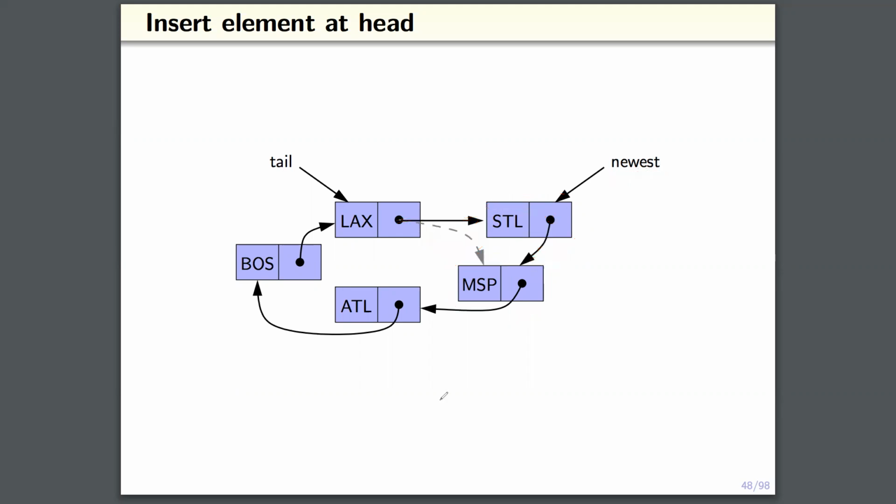Yeah, so just so I'm clear, the first thing you do is set newest.next equal to tail.next, and then set tail.next equal to newest. Right, that's it. So create the node newest, newest.next is equal to tail.next, and then tail.next is equal to newest.